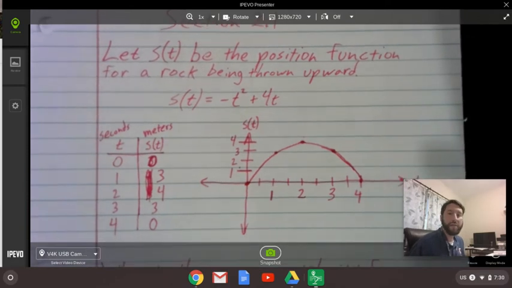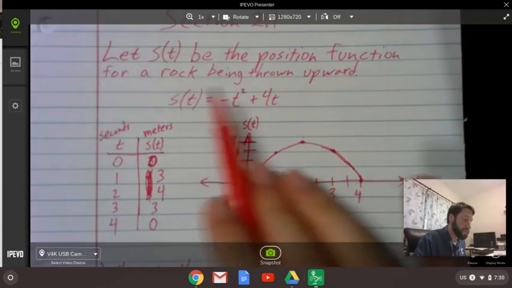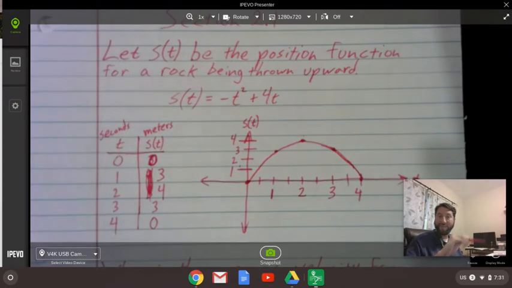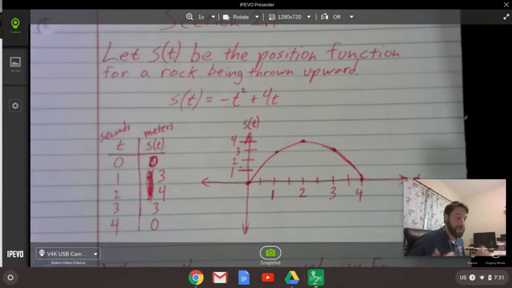So S of t is the position function for a rock being thrown upwards. So I'm taking a rock, I'm going to throw it up. It's going to start off really fast, and then when it gets to the very top, it's going to kind of pause for just a split second, and then it's going to come back down and get faster and faster and faster. This is basically what this is showing.